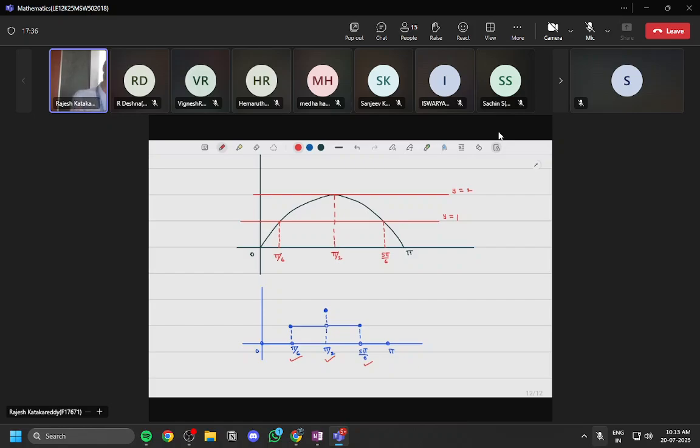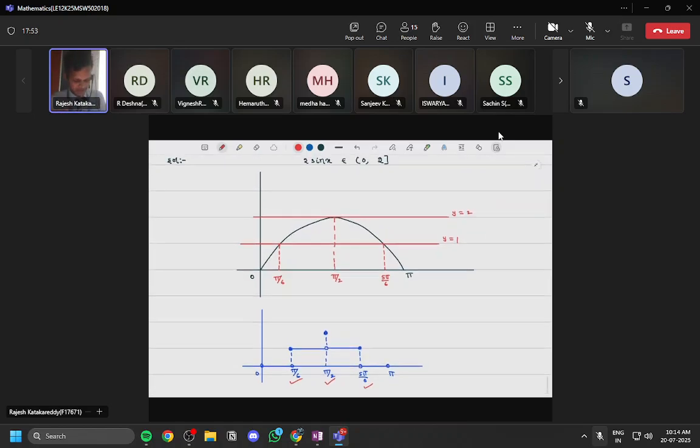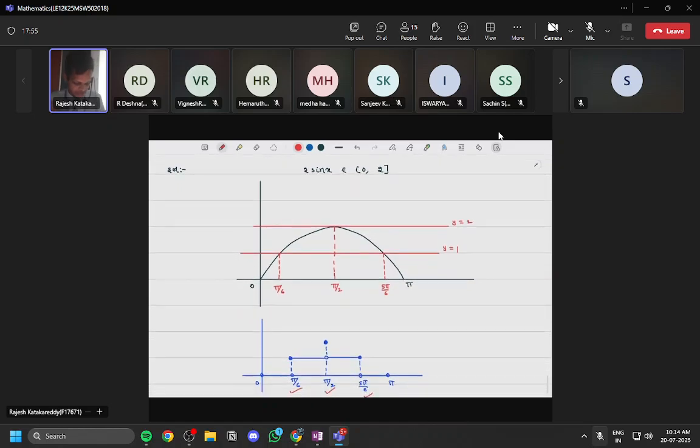I can say one small formula: greatest integer of n sin x will have 2n minus 1 discontinuous points in the interval 0 to pi, both open. Am I clear? So please copy this one. Any doubts, just let me know.